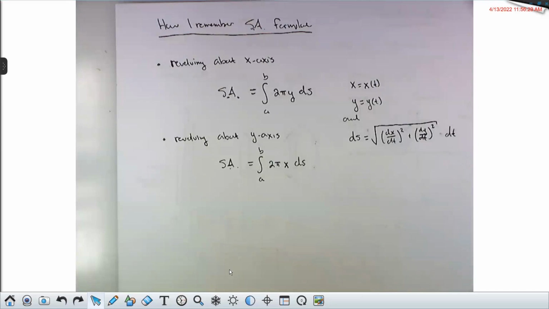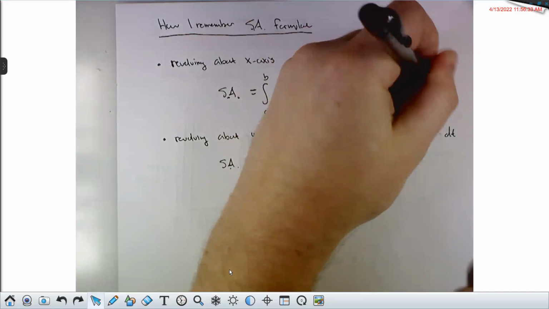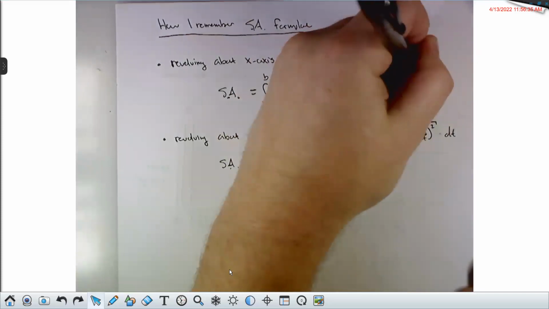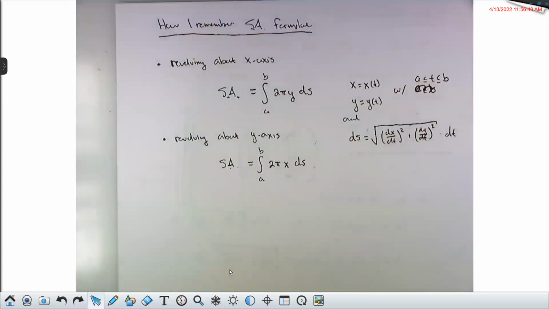You might want to add here that a is less than t, is less than b. Those are the t values, the time domain.